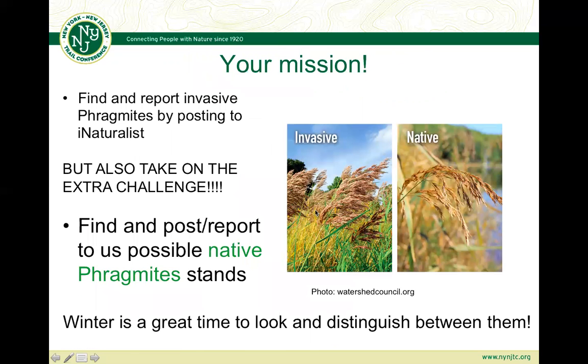So your mission is, of course, as always, to find and report an invasive, in this case invasive Phragmites, by posting it to iNaturalist. But we're really encouraging all of you to take on the extra additional challenge of finding a rare, less common native subspecies, or American common reed. And if you do go through that extra process of determining whether it's the native or invasive, please find and report, post to us and to iNaturalist, possible native Phragmites stands.